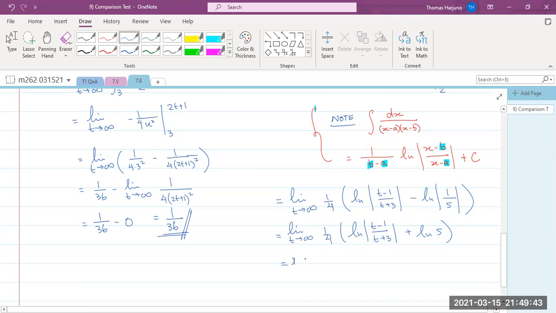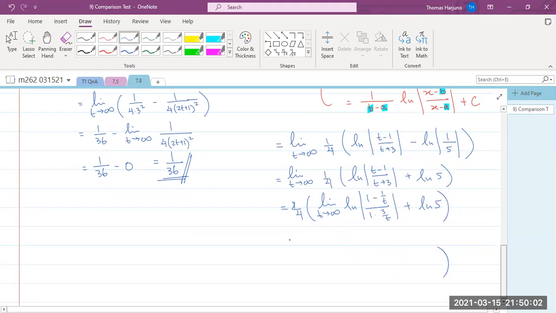Now then, I get 1/4 limit as t goes to infinity of natural log of 1 minus 1 over t over 1 plus 3 over t, plus natural log of 5. That equals 1/4, and when I apply t goes to infinity, that will be natural log of 1 plus natural log of 5. Natural log of 1 is 0. So this is natural log of 5/4.